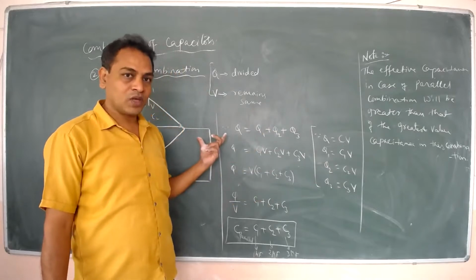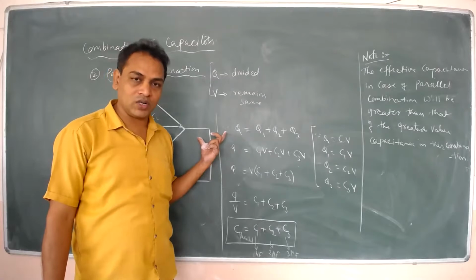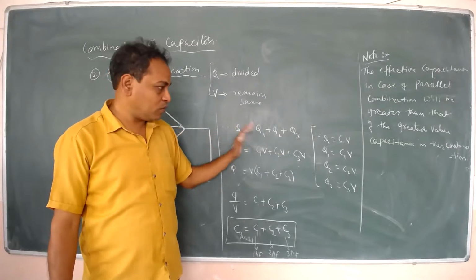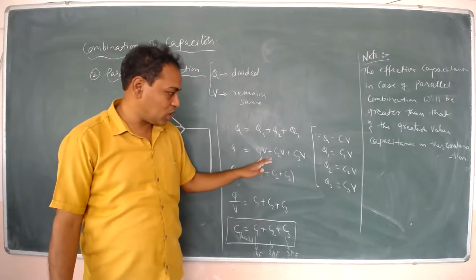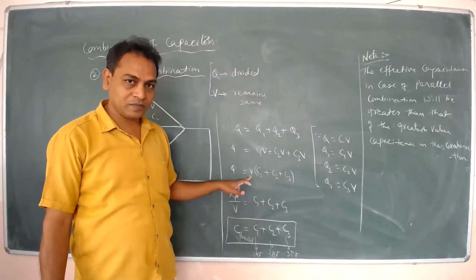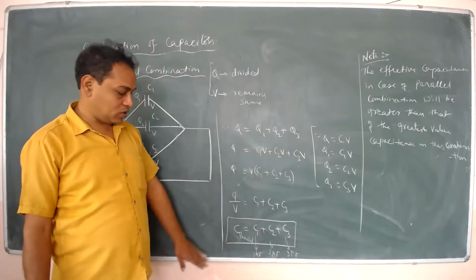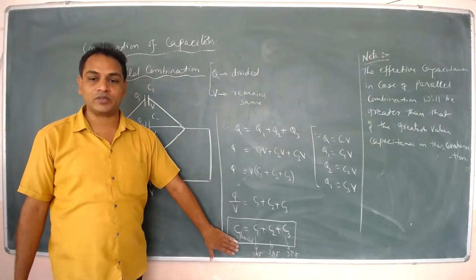Similarly here also. Here what is dividing? Charge is dividing. So Q1, Q2, Q3. From this formula we have to substitute here by keeping V as constant. So from this we got this expression. So this is the expression for the parallel combination of capacitors.